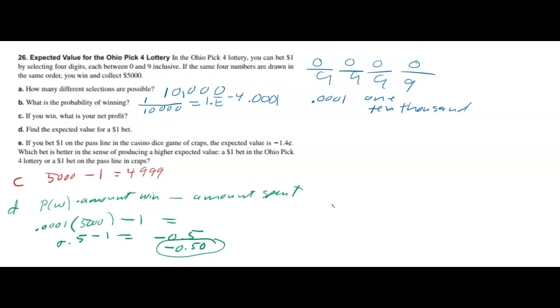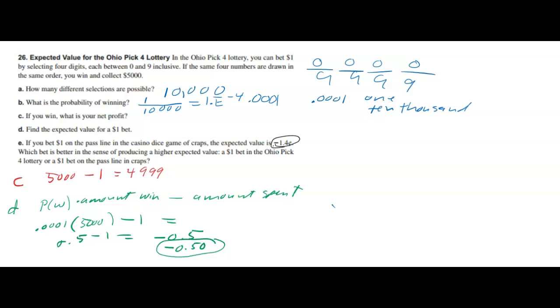Keep an eye on MyMathLab to see whether or not it wants the answer, usually to the hundredth, because we're talking about money. So that's the expected value for a $1 bet. For part E, if you bet $1 on the pass line in a casino dice game, craps, I don't even know what that means, and you might not either. But what they're telling you is the expected value is negative 1.4 cents.